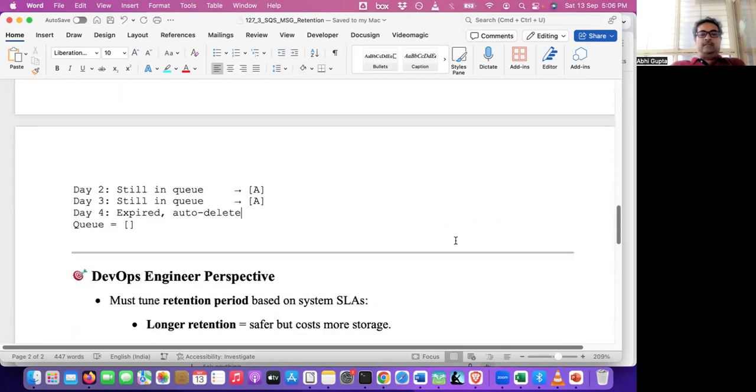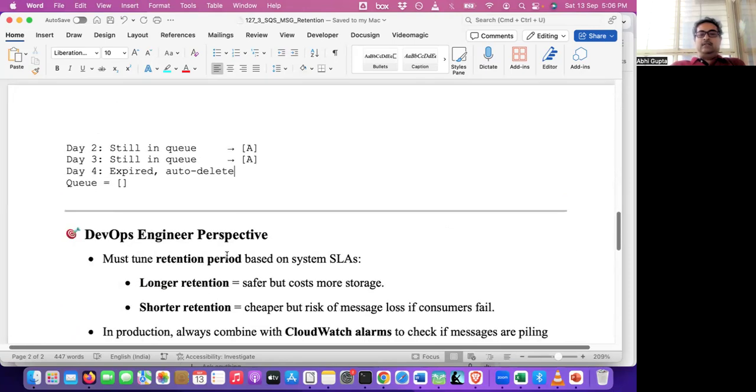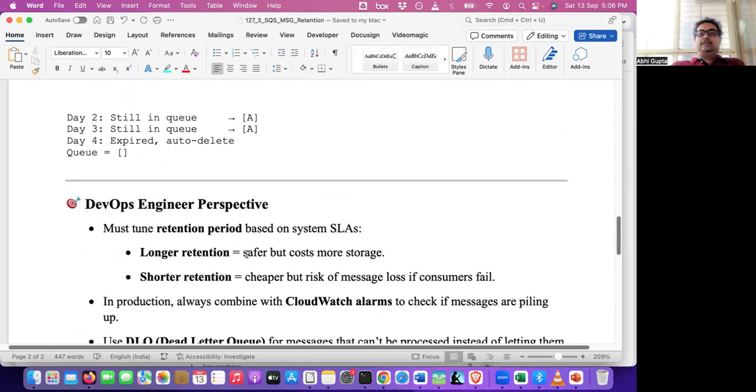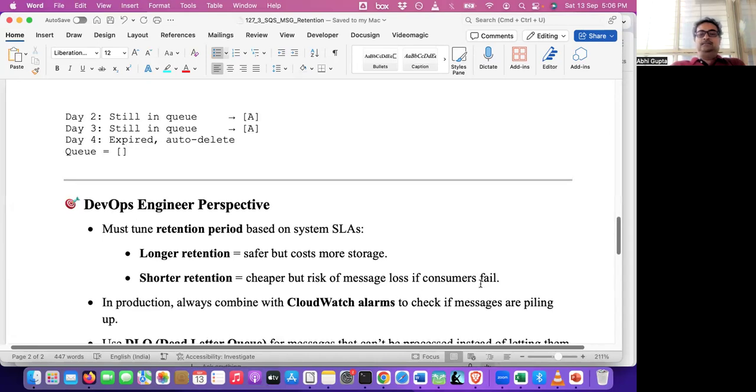From a DevOps engineer's perspective, you must tune the retention period based on the service level agreement. Longer retention is obviously safer because you're keeping messages longer, but the cost of storage is more. Shorter retention is cheaper, but there is a risk of message loss if the consumer fails.